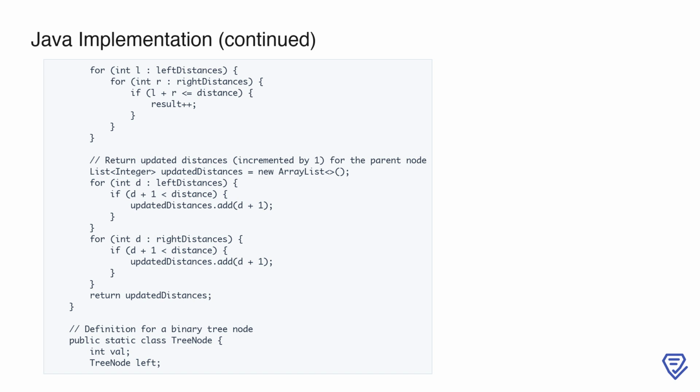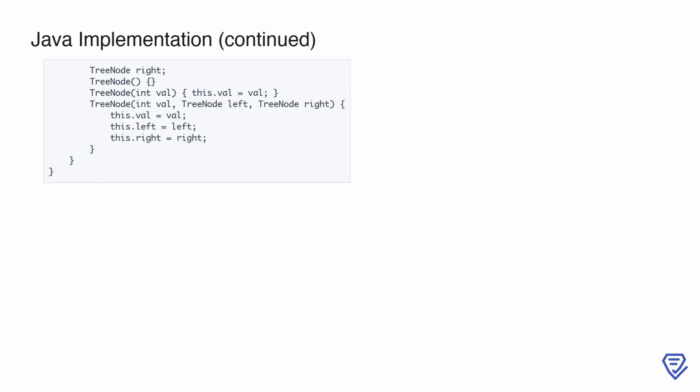Once we calculate the result for the current node, we prepare to return updated distances to the parent node. To do this, we create a new list to store distances from both subtrees, incrementing each distance by 1 to account for the current node's depth. However, we ensure that only distances less than the maximum allowable distance are added to the list, as larger distances are irrelevant for further calculations. This pruning step helps optimize the algorithm by reducing unnecessary computations. After combining the updated distances from both subtrees, we return this list to the parent node for further processing in the recursive calls.